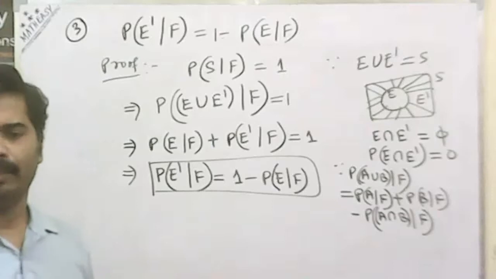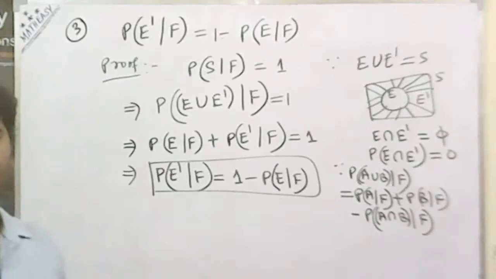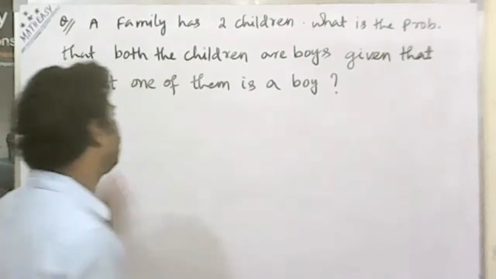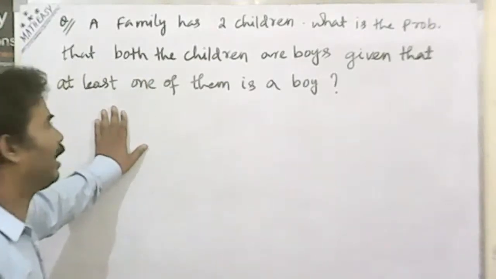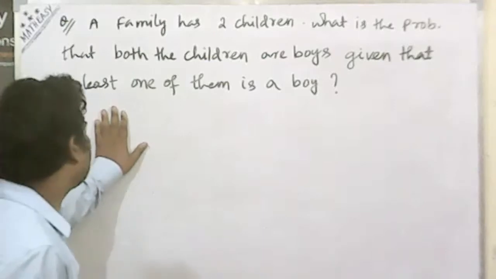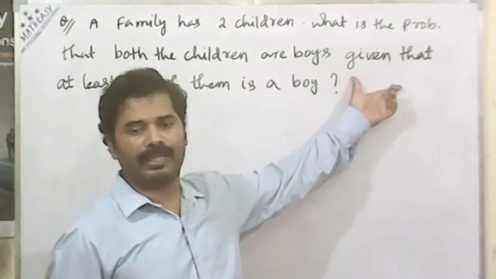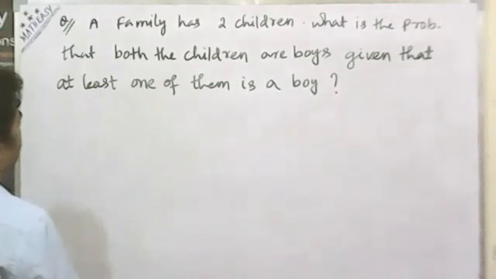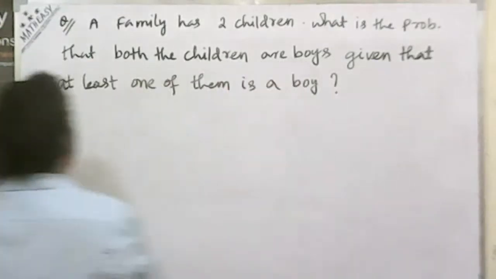Now comes a very important question in conditional probability. What is the question here? A family has 2 children. What is the probability that both the children are boys, given that at least one of them is a boy? Given that, the concept is there, so that's why you can say it is a conditional probability. Now, from that concept, you have to find the probability that both children are boys. This is an event.